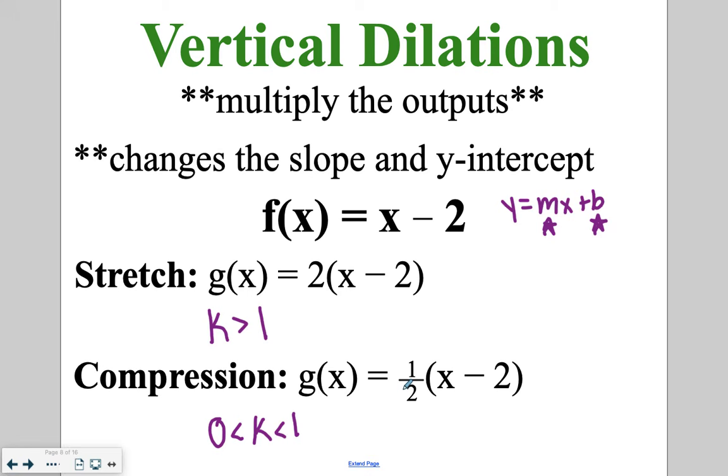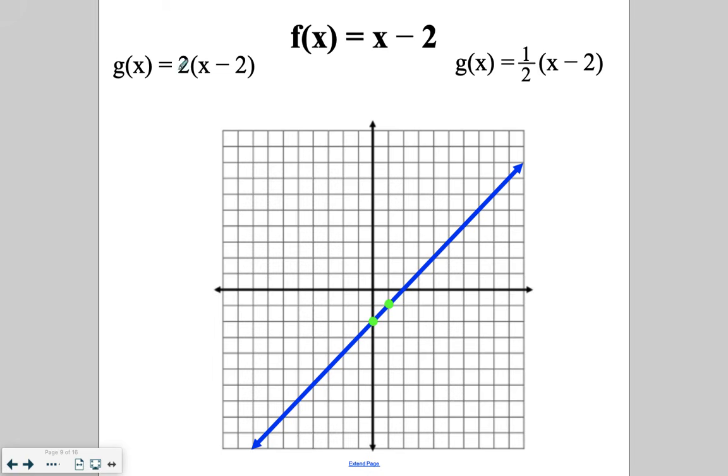So what does that look like on the graph? For that first one, that vertical stretch, I'm going to simplify this expression, and I'm going to get g of x equals 2x minus 4. Notice, compared to the original, both the m, which went from 1 to 2, and the b, which went from negative 2 to negative 4, changed.